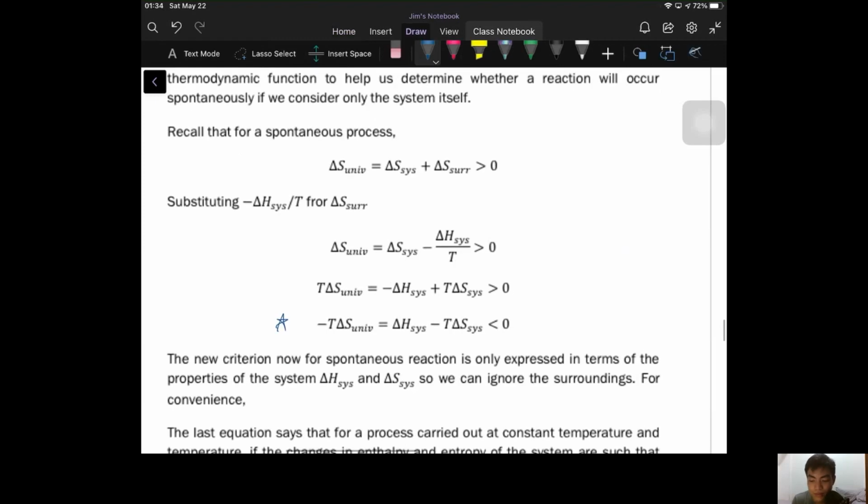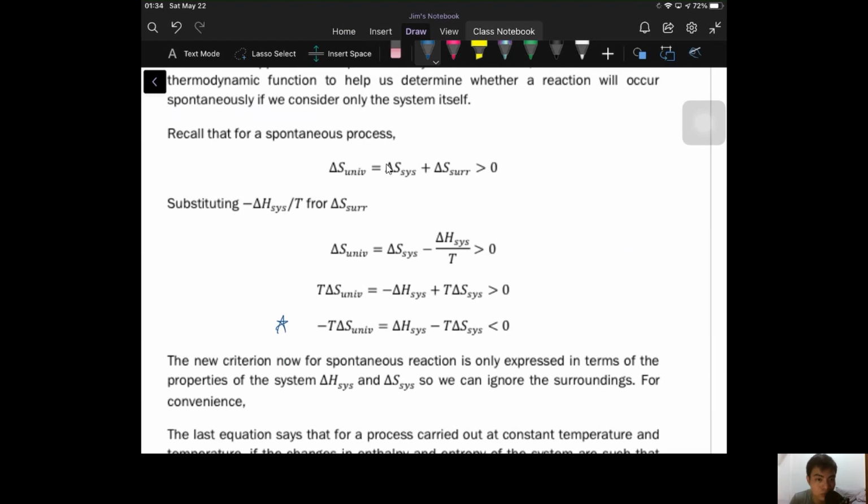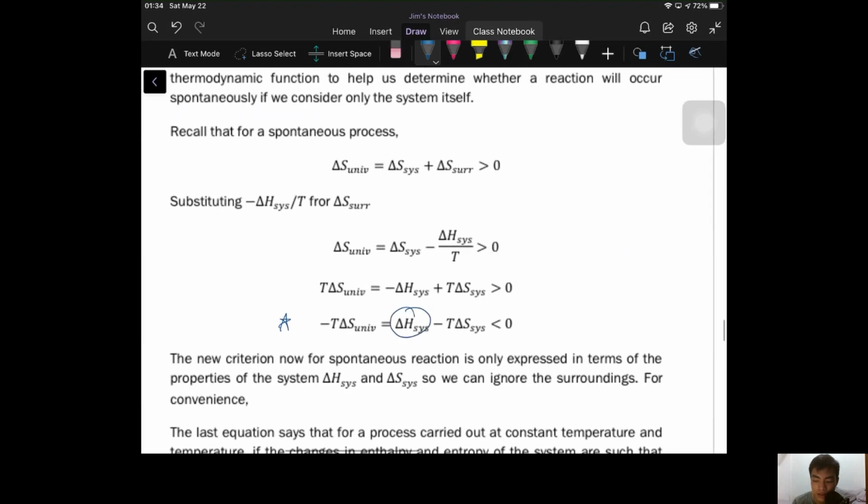Okay. The implication of this equation is that for you to determine the spontaneity of reactions, all you have to do now is to just look for delta H and the delta S of the system. Okay? Because these are what tell the spontaneity, right? And here is the delta S universe, and this will predict whether it is spontaneous or not. Okay? So, in order to determine if a process is spontaneous or not, all you need is delta H, delta S system, and the temperature. That's all you need to know.